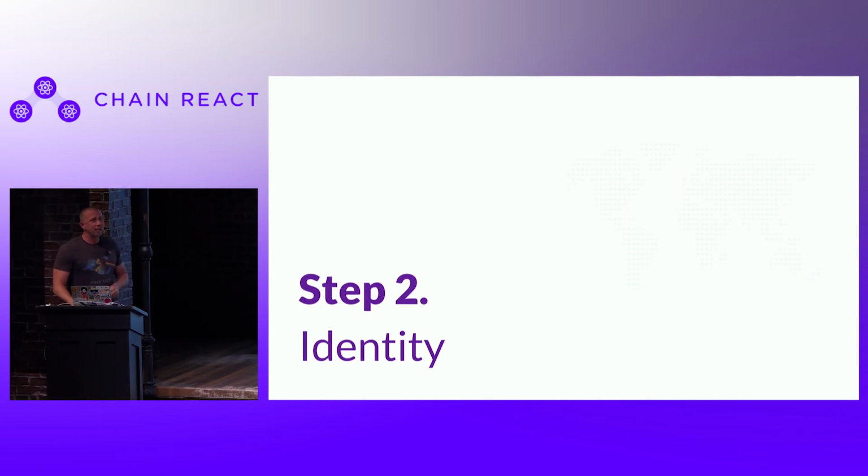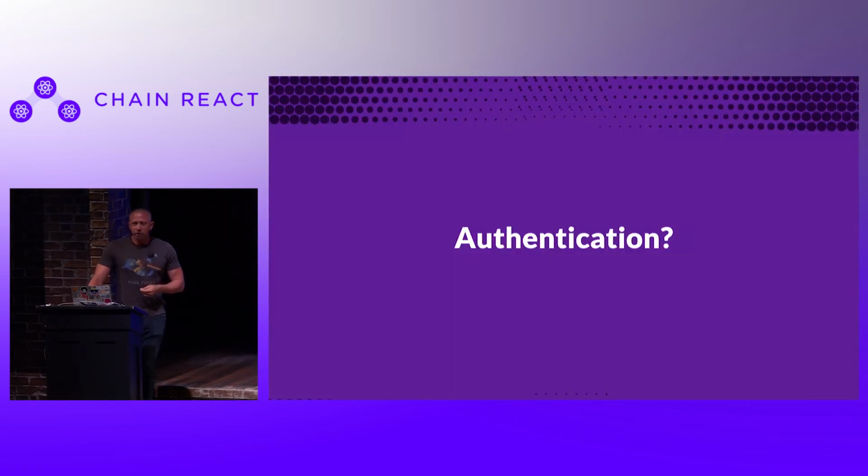So we've modeled the data. Now we do have the question of identity, because in the RNA app, we had a way for people to sign in and sign up. So what could we do around some form of identity in this app? The first thought was, should we add authentication to the Chain React app?